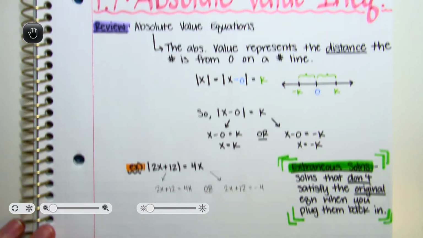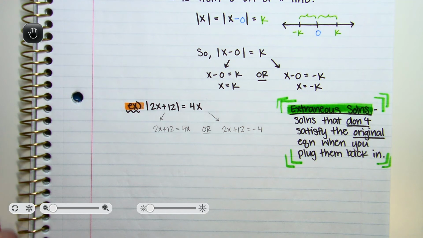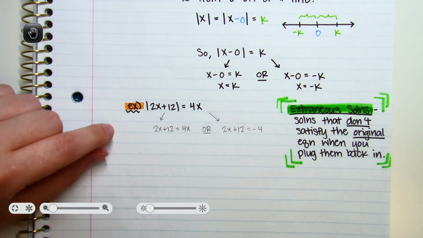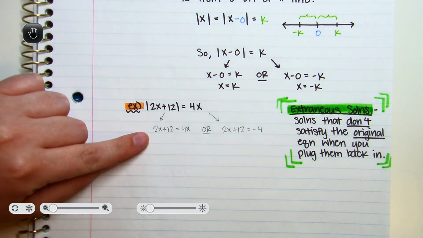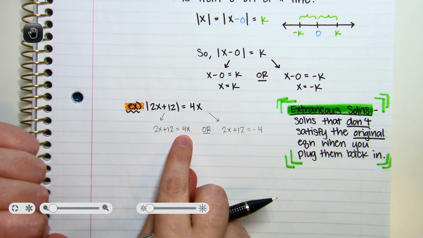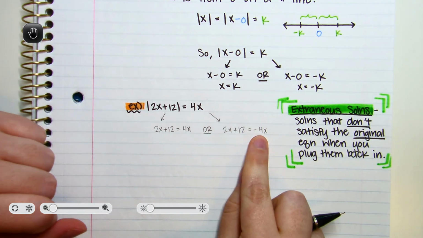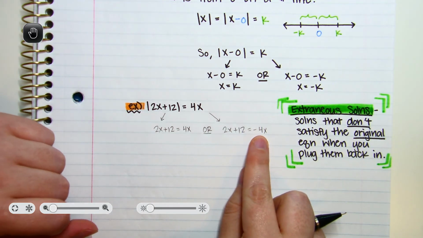And I'm going to show you one example using that method. All right, so here is our first example. I already wrote out my two equations. I made it where the 4x is positive for one option and the 4x is negative for the other option. And now I'm going to go ahead and solve both of these.